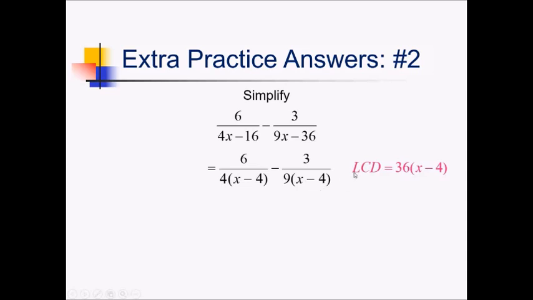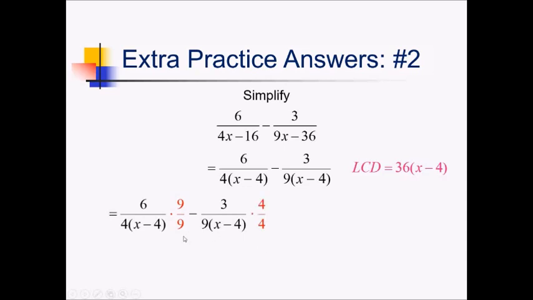So now let's multiply each fraction by what it needs to give us this LCD. For the first fraction, we've already got the x minus 4. To turn 4 into 36, we need to multiply by 9 over 9. And here we're really just multiplying by 1, so not changing the value, just making it look a little different. For the second fraction, which we are subtracting, we've got the x minus 4. 9 needs to be 36, so we'll multiply by 4 over 4 to get that.